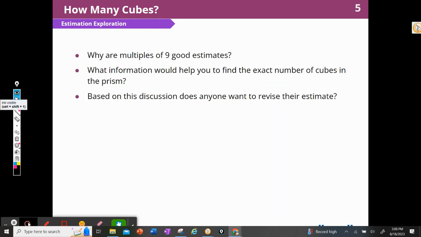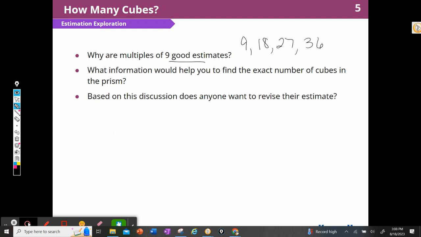Why are multiples of 9 good estimates? Well, we saw in that first picture that each layer had 9 in it. So for any multiple of 9, if I have 2 layers of 9, it would be 18. 3 layers of 9 would be 27. 4 layers of 9 would be 36, and so on. So multiples of 9 are a very good estimate.